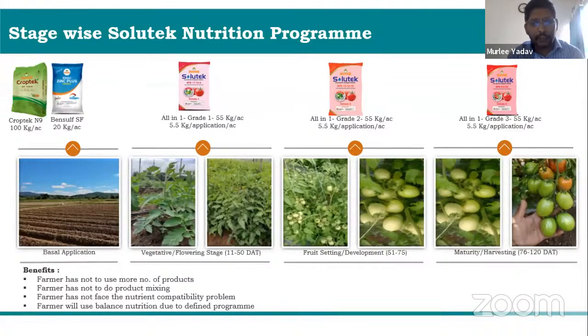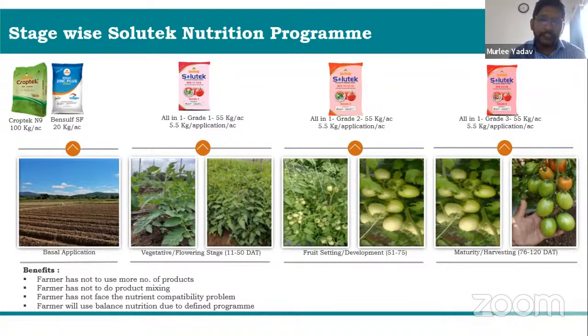And in case of fertigation, we have developed stage-wise and crop-wise different formulations. And if you talk about soil application, we have a customized formulation, that is 9-24-24. In that, secondary nutrients are there, micronutrients are there. And these formulations are in complex form, because if you go to market, 8 nutrients are there in this formulation, in the soil-applied formulation.